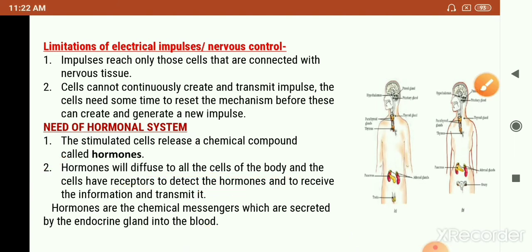Another advantage of the endocrine system or the hormonal system is that it has a very important role to play in growth and development of the body. Your growth and development is regulated by the hormones secreted by the hormonal system, whereas the nervous system has hardly any role to play in this. So this is the reason why, in addition to the nervous system, we have a requirement of the hormonal system.